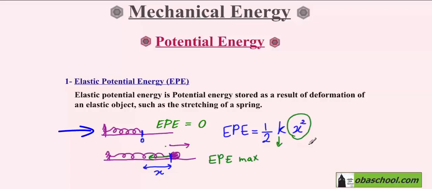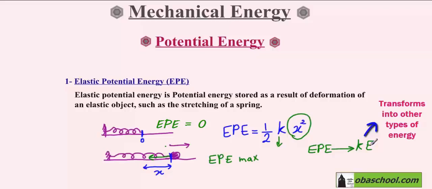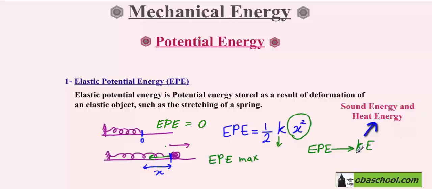While the elastic potential energy will be equal to its maximum when the spring is stretched to its maximum point. And at last, when the spring is released, the elastic potential energy will be converted to kinetic energy and will also be transformed into other types of energy, such as sound energy and heat energy.